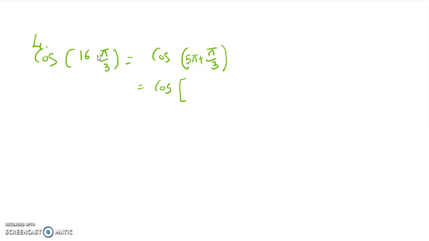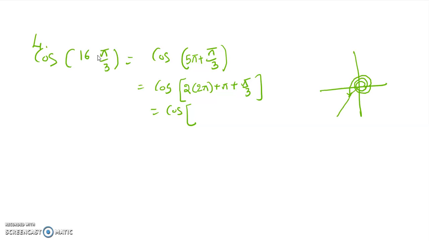Cos operating on 5 pi, will it be a complete rotation? No. How many complete rotations you can make? 2 times of 2 pi. 2 2s are 4 plus 1 more pi remains plus pi by 3. Okay. I hope you understood. It is 2 complete, 1 rotation, then 2 rotation. After that plus pi, then plus pi by 3. Means our given angle lies in the third quadrant. After 2 complete rotations it gets back to the remaining angle, pi plus pi by 3.